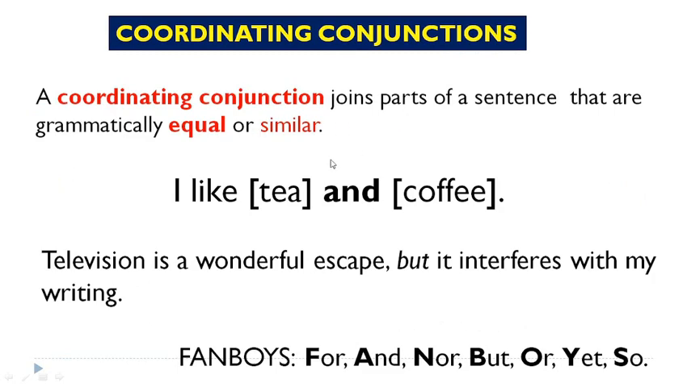Coordinating conjunctions. A coordinating conjunction joins parts of a sentence that are grammatically equal or similar. I like tea and coffee. Television is a wonderful escape, but it interferes with my writing.